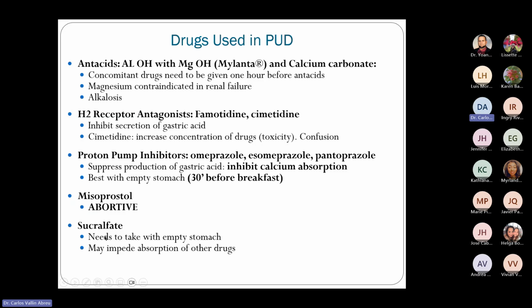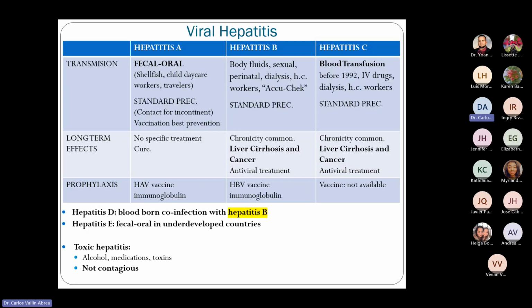There are two not frequently used medications for ulcer. Misoprostol is a prostaglandin, an abortive medication. This medication should not be given to pregnant women. And sucralfate is like a plaster that covers the ulcer, allowing the healing of the ulcer. It should be taken on an empty stomach to be able to cover the ulcer, and should not be combined. It's like the antacids, it should not be combined with other important medication because it inactivates the absorption of the other medication.